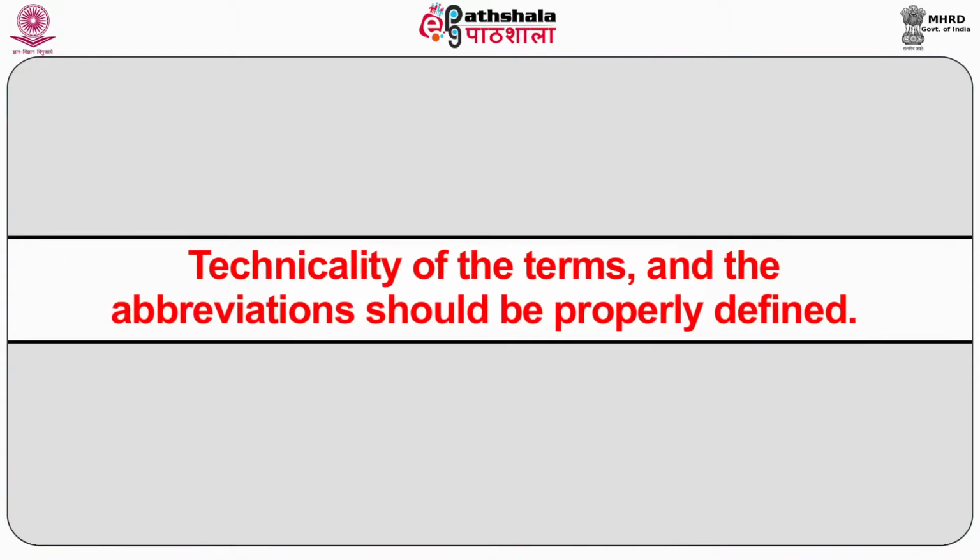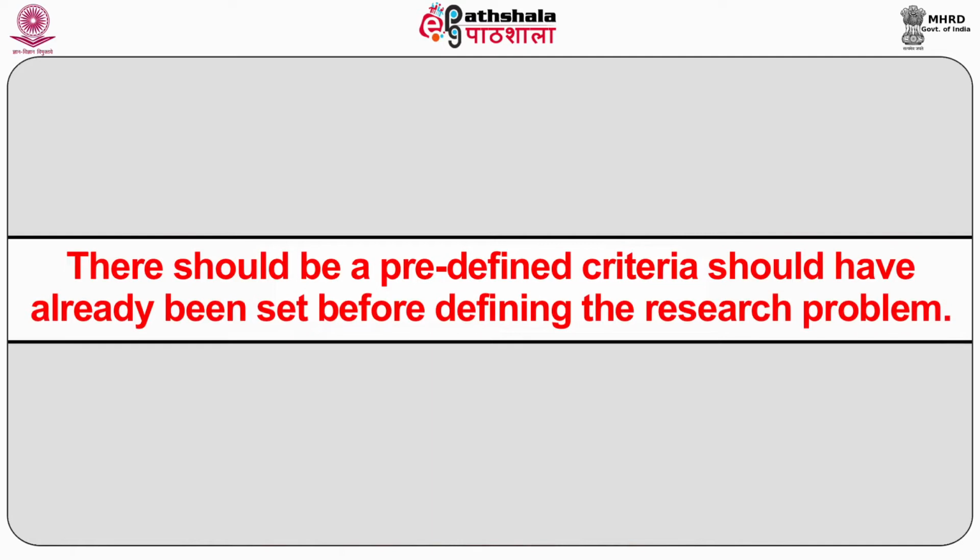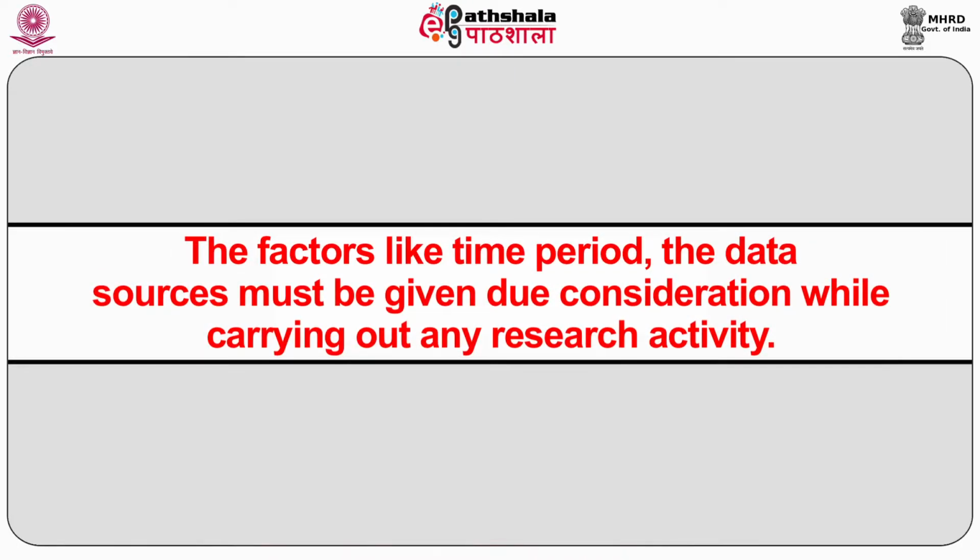The points which should be given due consideration during the execution of the research problem are: first, the technicality of the terms and the abbreviations should be properly defined. Secondly, the underlying inferences behind the research problem should be clearly defined. Thirdly, there should be predefined criteria that should have already been set before defining the research problem. Fourthly, factors like time period and data sources must be given due consideration while carrying out any research activity. The constraints confining the boundaries of a problem should be highlighted when defining a research problem.